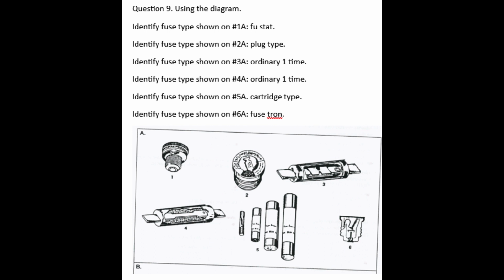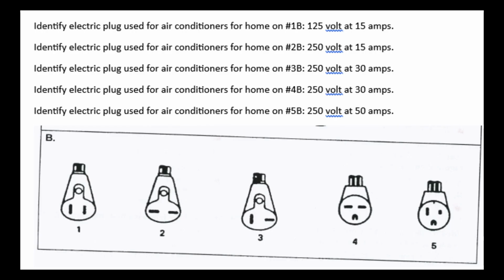Ordinary one-time. Identify the fuse type shown on number 4 on diagram A. Ordinary one-time. Fuse type 4 on diagram A. Identify the fuse type shown on number 5 on diagram A. Cartridge type. Fuse type 5 on diagram A. Cartridge type. Identify the fuse type shown on number 6 on diagram A. Fuse-tron. Fuse type 6 on diagram A. Fuse-tron. Plug types. Identify the electric plug used for air conditioners for home on number 1, diagram B.